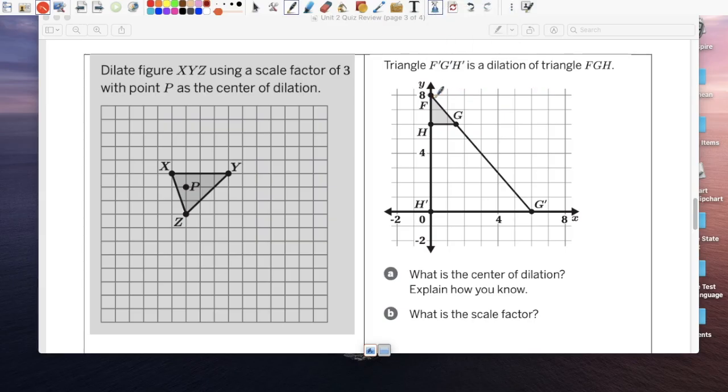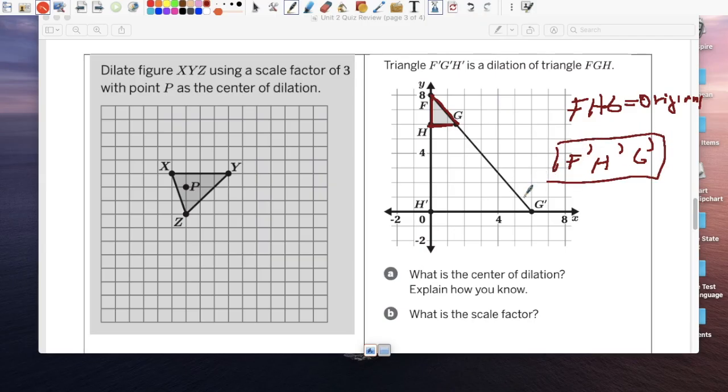So, first of all, we had triangle FHG, which you can clearly tell is this triangle that I'm highlighting in red. And the other one has F prime, H prime, and G prime. So that's how I know this is the original, right? And this is the dilated one. So, center of dilation is where everything starts, and the distance that you are from the center of dilation is what gets scaled up or down.